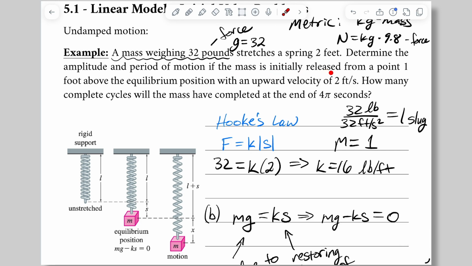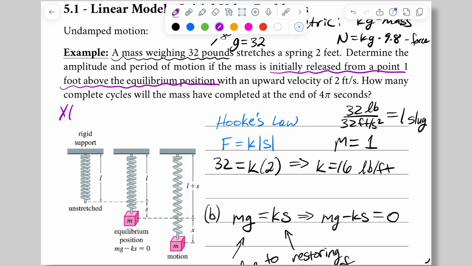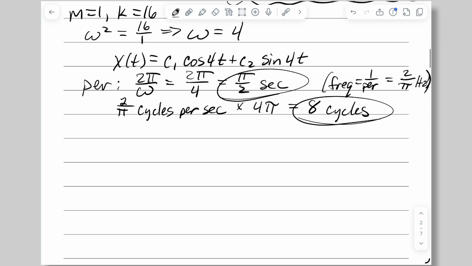The mass is initially released from a point 1 foot above the equilibrium position. That means that the position, x at 0 seconds, is equal to, and then 1 foot above equilibrium, remember down's positive, so this is going to be -1, with an upward velocity of 2 feet per second. That's going to give us that x prime of 0, initial upward velocity, upward negative, so -2. Let's incorporate that information here.